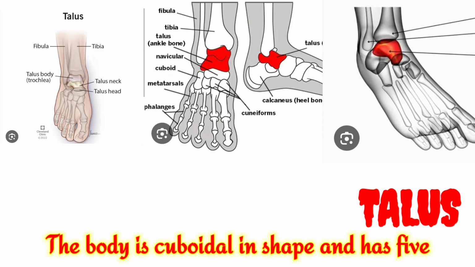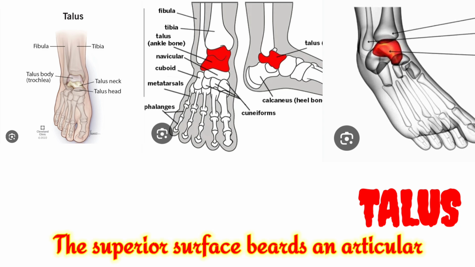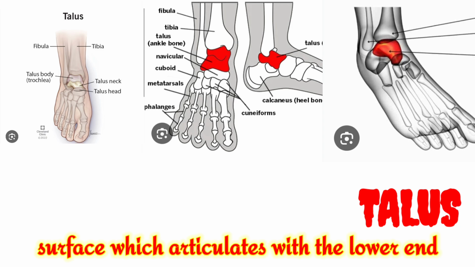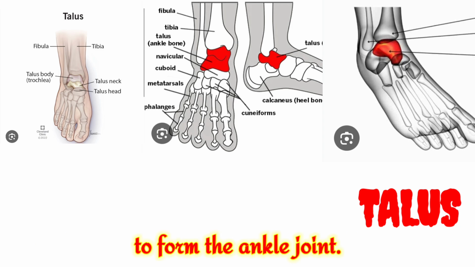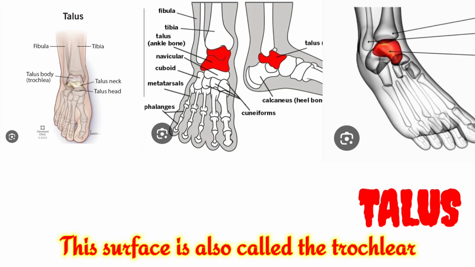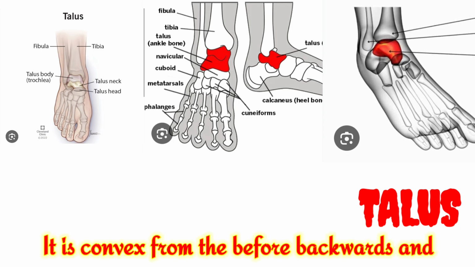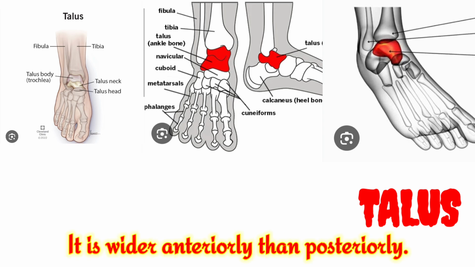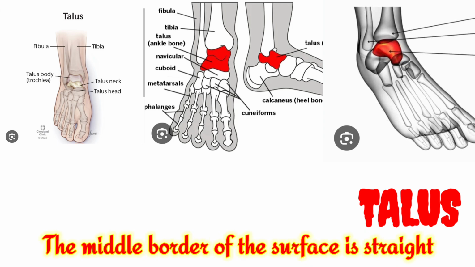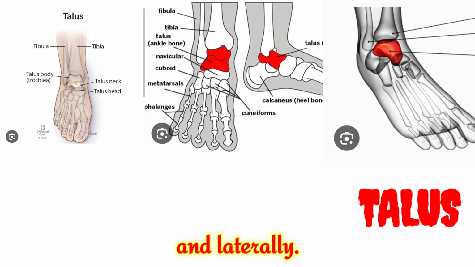Body. The body is cuboidal in shape and has five surfaces. The superior surface bears an articular surface which articulates with the lower end of the tibia to form the ankle joint. This surface is also called the trochlear surface. It is convex from before backwards and concave from side to side. It is wider anteriorly than posteriorly. The medial border of the surface is straight, but the lateral border is directed forward and laterally.